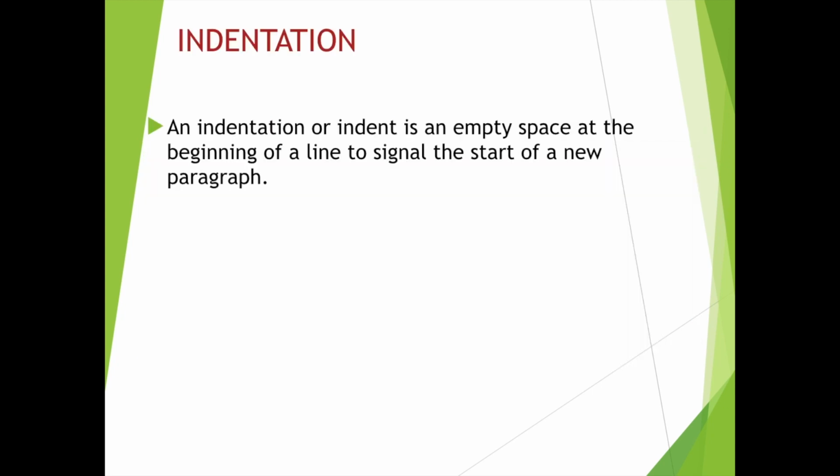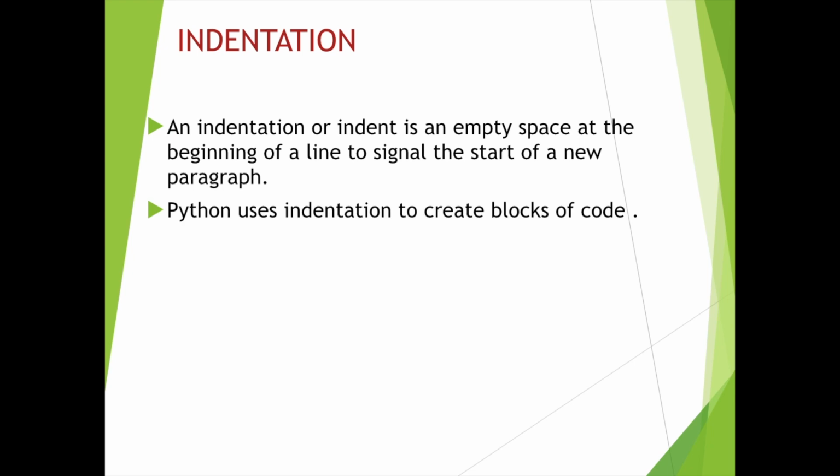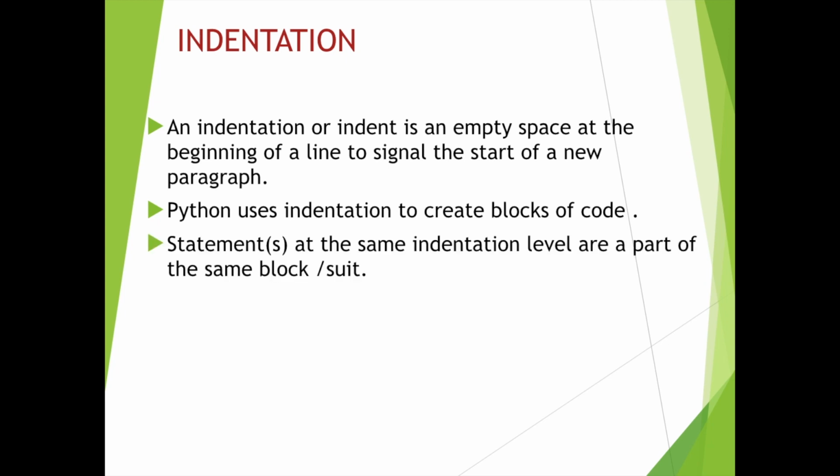Next, let us go to indentation. What is indentation? An indentation or indent is an empty space at the beginning of a line to signal the start of a new paragraph or block. So whenever we are beginning a block, you should leave some space from the leftmost side, and that space which you leave is known as the indentation. Python uses indentation to create blocks of code. Now, why is indentation required? Indentation is required for creating blocks of code in Python. Statements at the same indentation level are a part of the same block or suite.